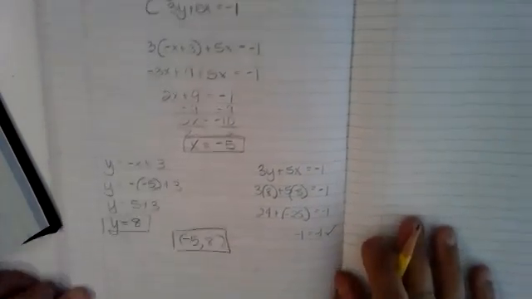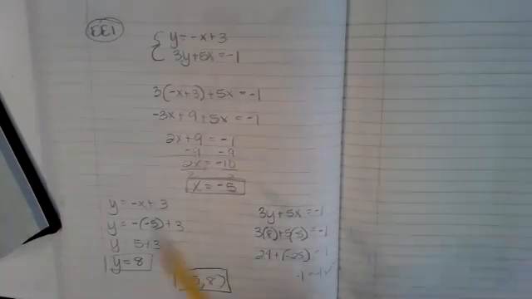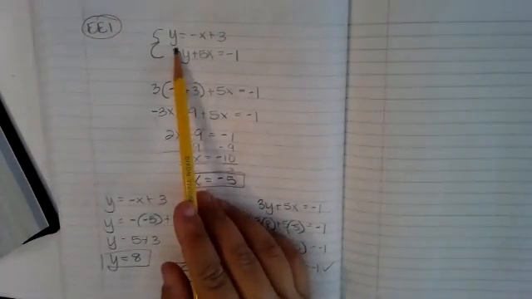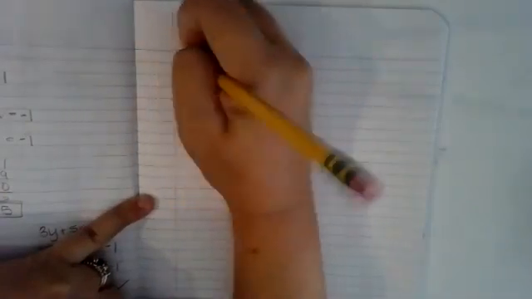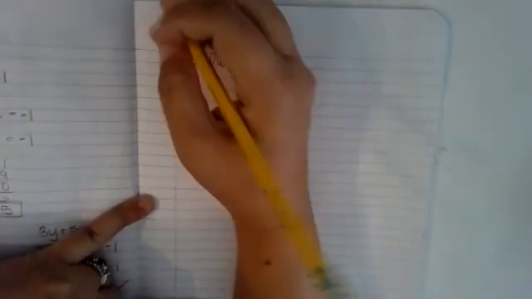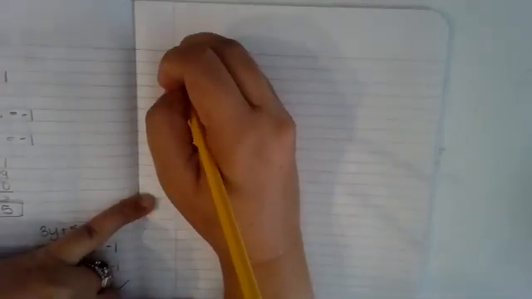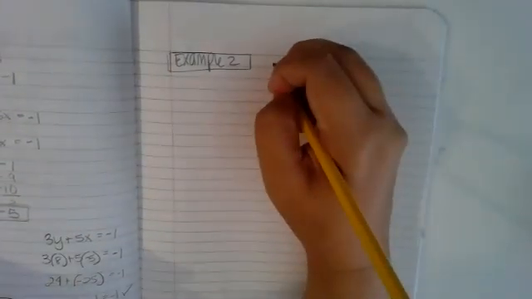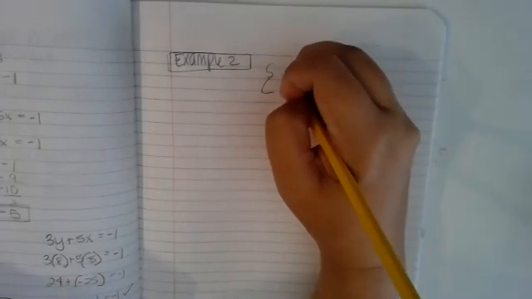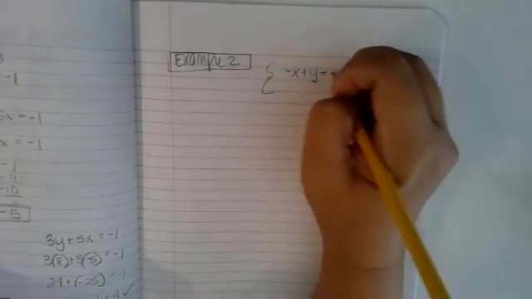That one was a little bit of an easy one, kind of like the first one, due to the fact that I already had one of my variables isolated. So now we're going to look at one that involves us rewriting. Here's example 2. Okay, example 2. Here I have a system, and this is negative x plus y equals 3.